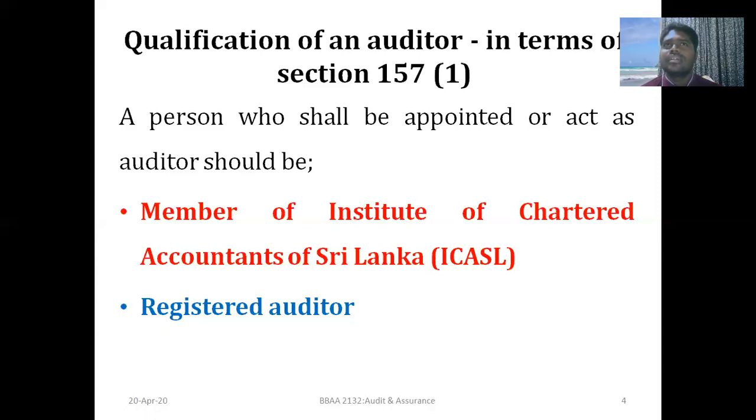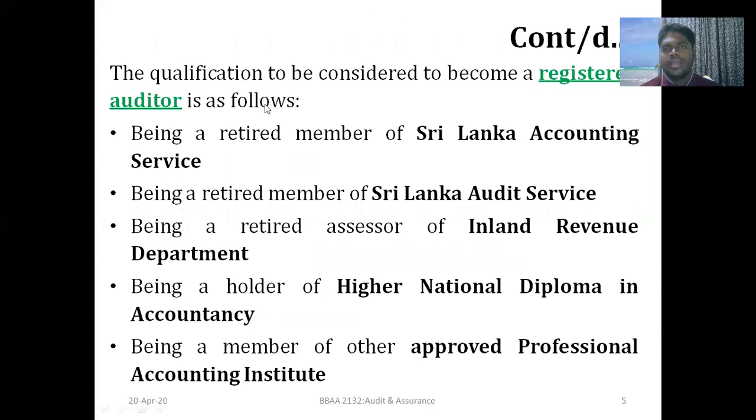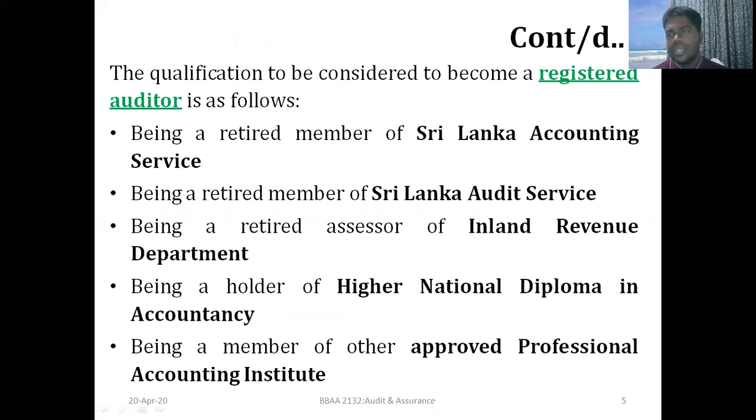I think that you have to have 3 years of working experience in commercial organizations or industry, so then you can get a membership license. So the first one, or otherwise, the second qualification, is registered auditor. Okay, then the qualification to be considered to become a registered auditor is as follows. That's a question, there is a confusion there.